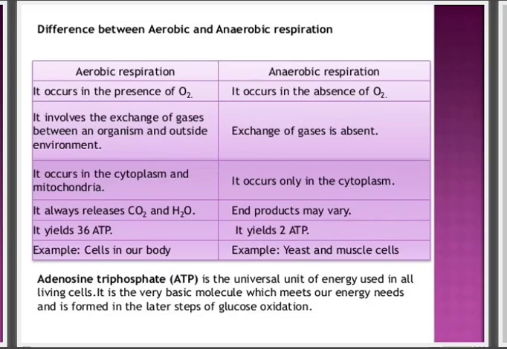Aerobic respiration yields 36 ATP. Anaerobic respiration yields 2 ATP. The examples of aerobic respiration are cells in our body. Examples of anaerobic respiration are yeast and muscle cells. Adenosine triphosphate, that is ATP, is the universal unit of energy used in all living cells. It is the very basic molecule which meets our energy needs and is formed in the last steps of glucose oxidation.